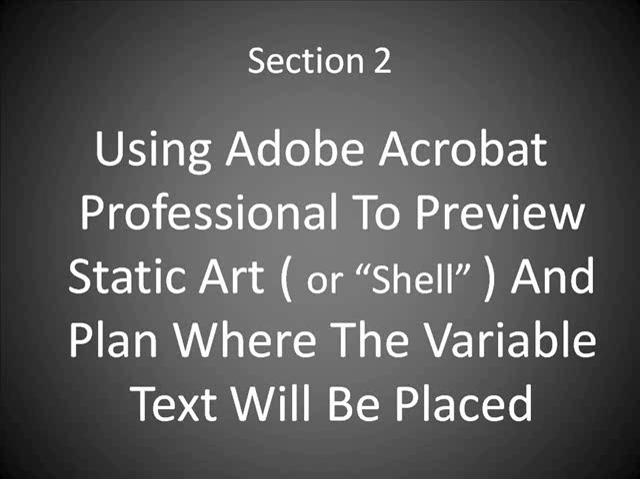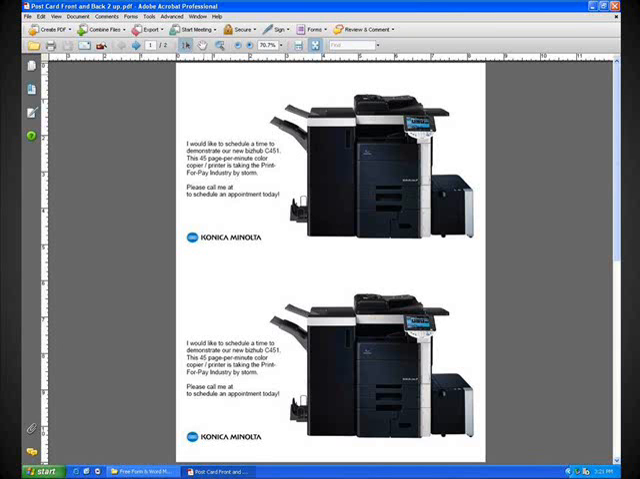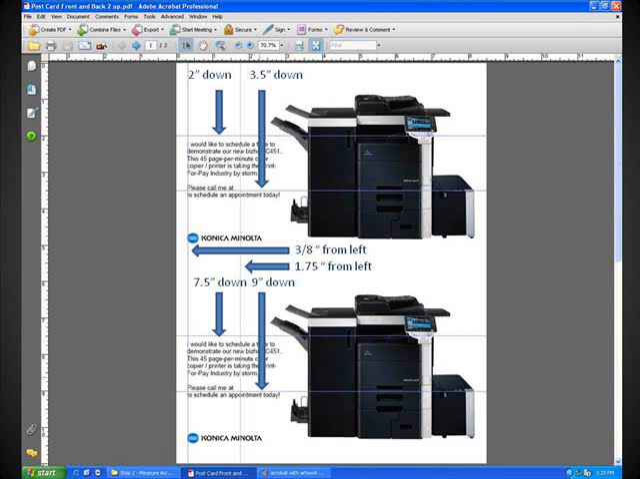In other words, we need to know exactly how far from the left and how far from the top each variable is going to go. Starting with the blank canvas of our shell, we're going to go about dragging in some ruler lines so that we can see where exactly this variable data needs to go.